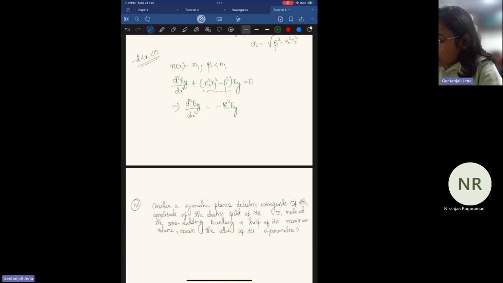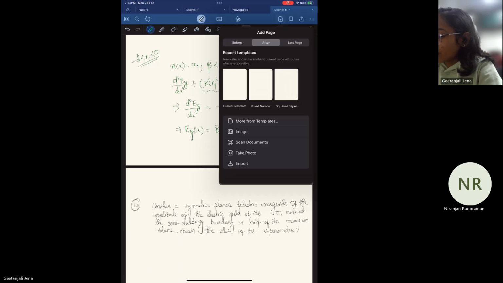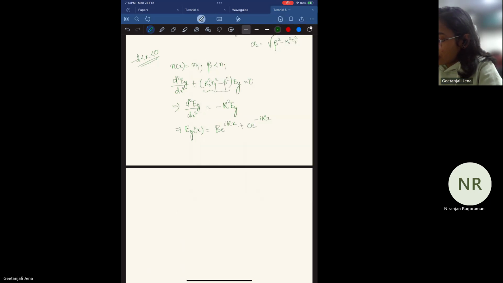So for this case, we can write Ey(x) as b e to the power i kappa x plus c e to the power minus i kappa x. So this is the field inside the core region. The kappa here is k0 square n1 square minus beta square.